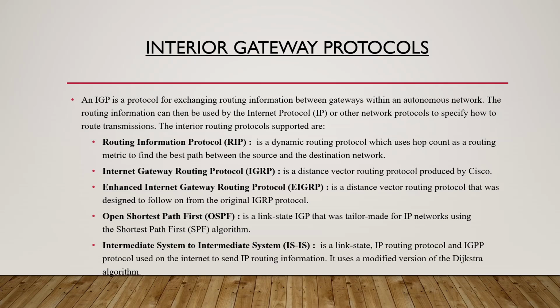And the second one is Intermediate System to Intermediate System, that is ISIS. It is a link state IP routing protocol and IGP protocol that is used to send IP routing information. It uses a modified version of Dijkstra algorithm.